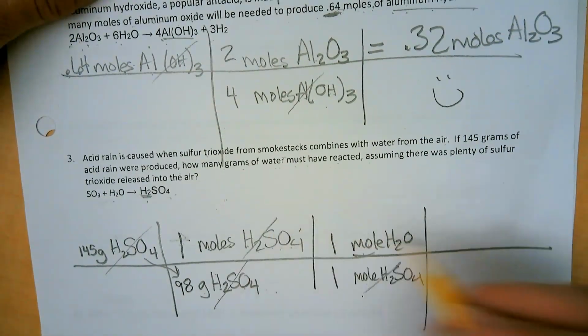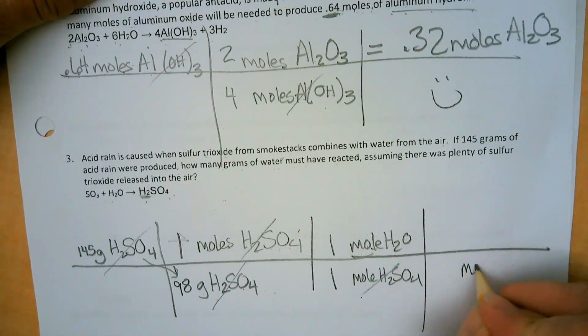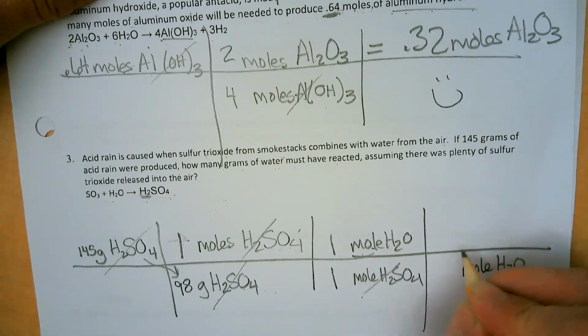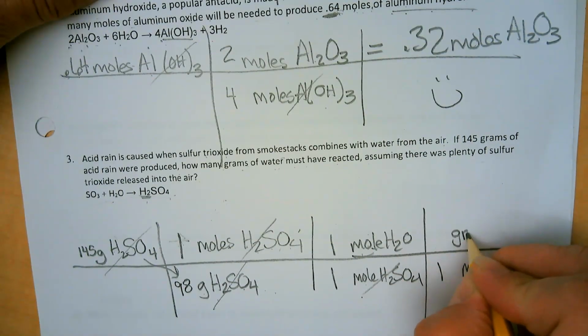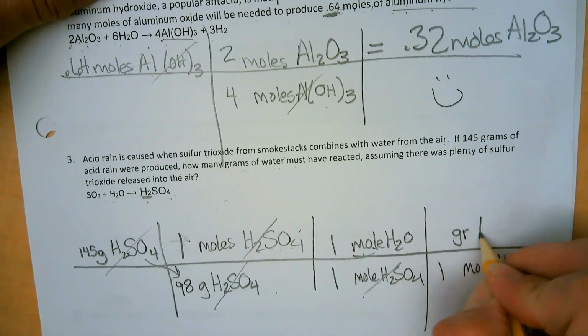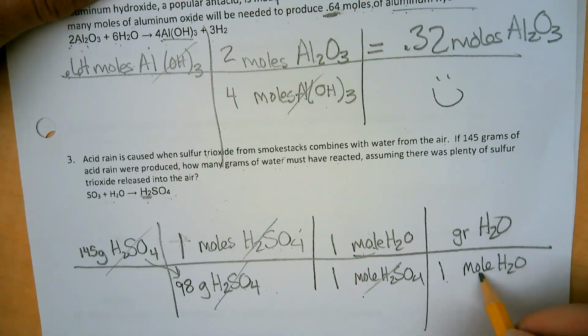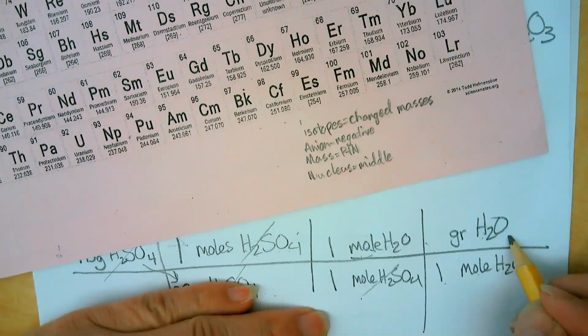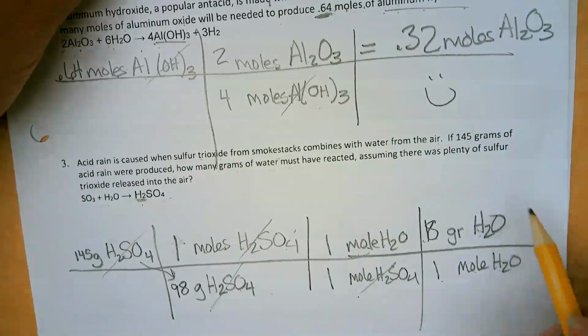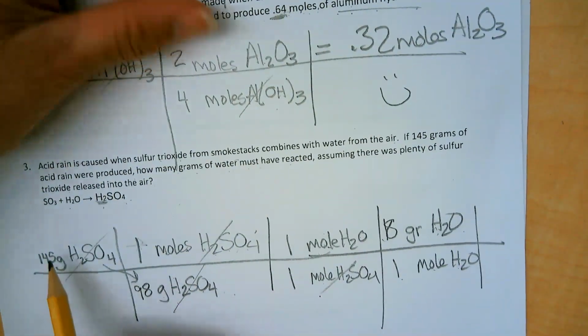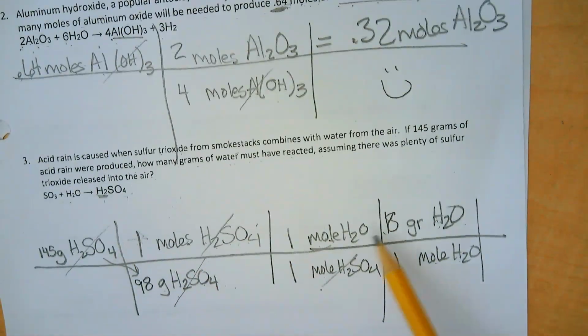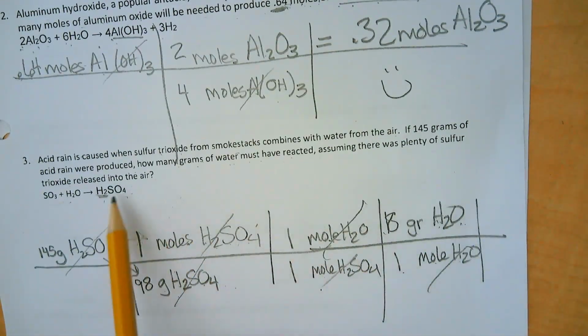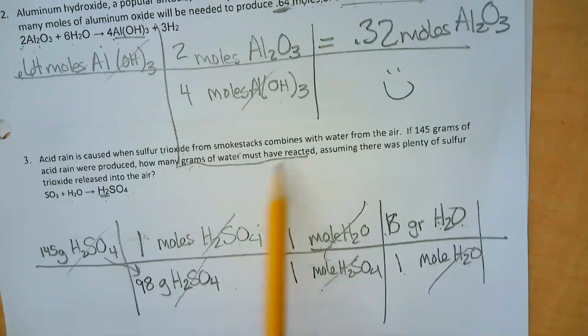And cross that off. Now we're in moles of water, so moles of H2O and grams. Oops, I didn't have to write out grams. H2O. So 1 mole of H2O is how many grams? Well, you use your periodic table. Oxygen is 16, hydrogen is 2, so that is 18 grams of H2O. And 145. So everything's all crossed off, so we end up with grams of H2O, which is exactly what it wanted. How many grams of water must have reacted?